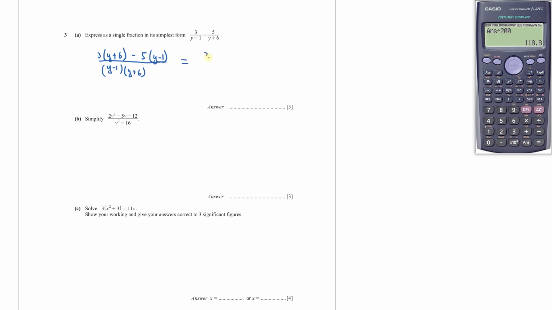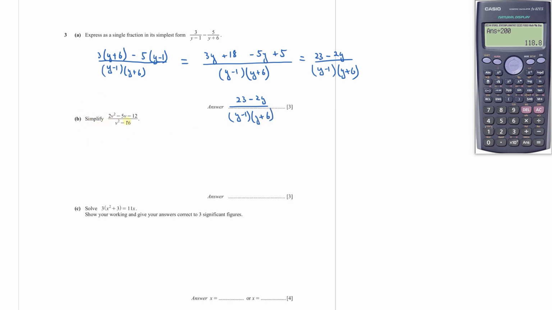So let's open these brackets. I will get 3y plus 18 minus 5y plus 5 over. I'll leave them as they are because you only have to express as a single fraction, so you don't need to open the brackets in the denominator. If you want, you can do that as well. So 18 plus 5 will be 23, minus 5y plus 3y will be minus 2y, over y minus 1 into y plus 6. So this will be 23 minus 2y over y minus 1 into y plus 6.